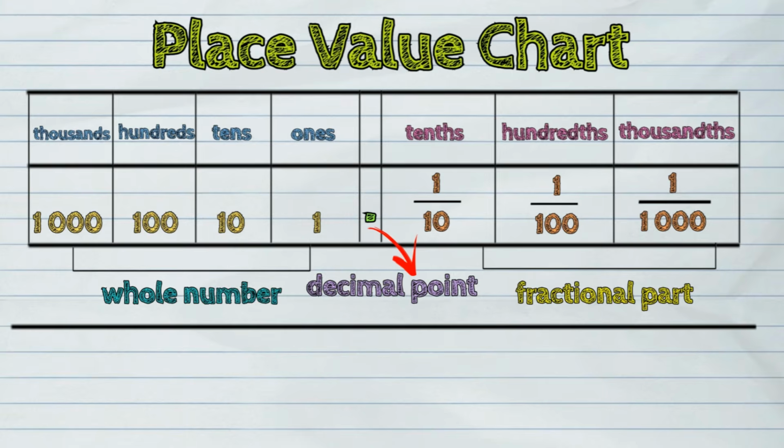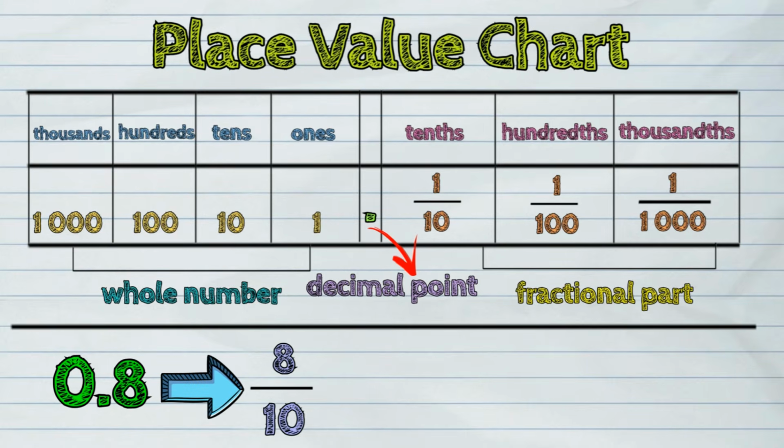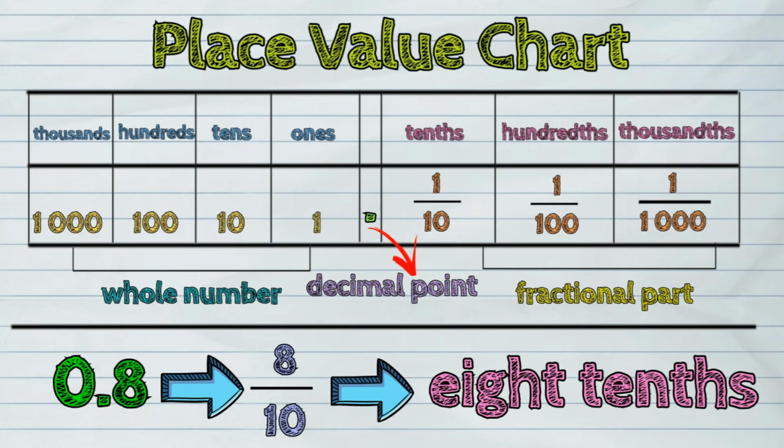Here is an example of a decimal number. In fraction, we write it as this. We read this decimal number as 8/10.